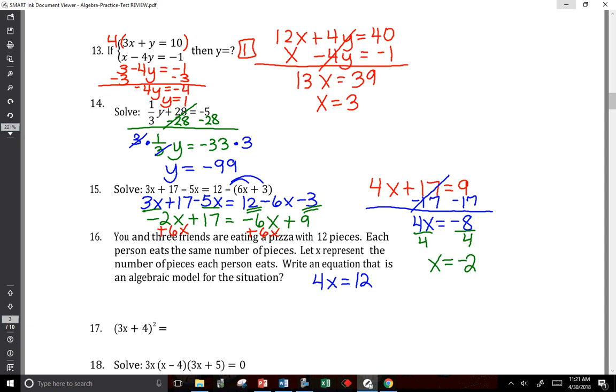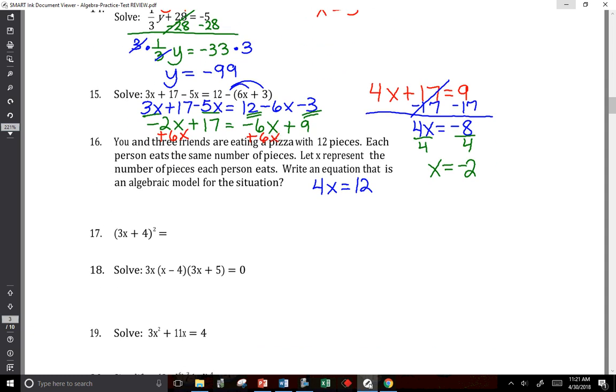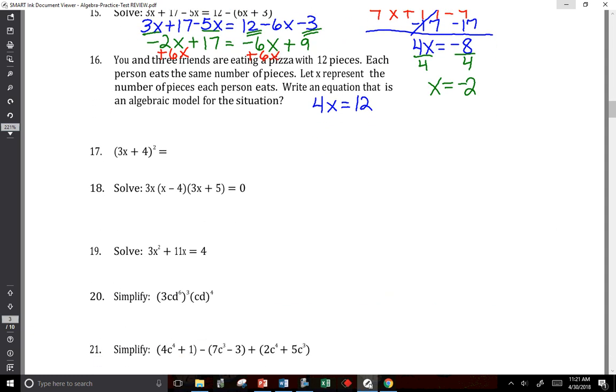So 3x times 3x is 9x squared. 3x times 4 is 12x. 4 times 3x is 12x. And then 4 times 4 is 16. We want to combine the middle two terms together. So we have 9x squared plus 24x plus 16.